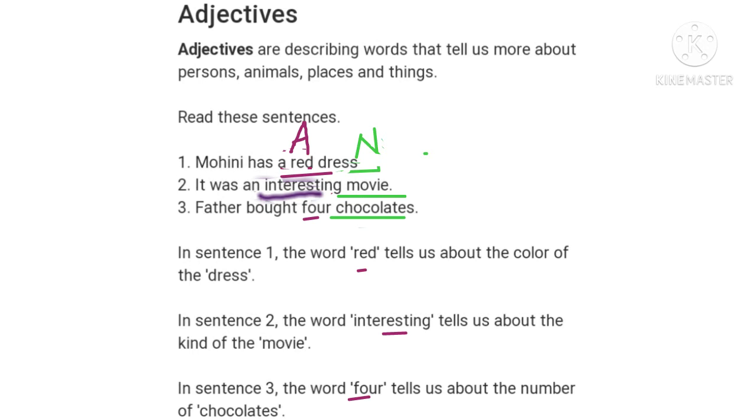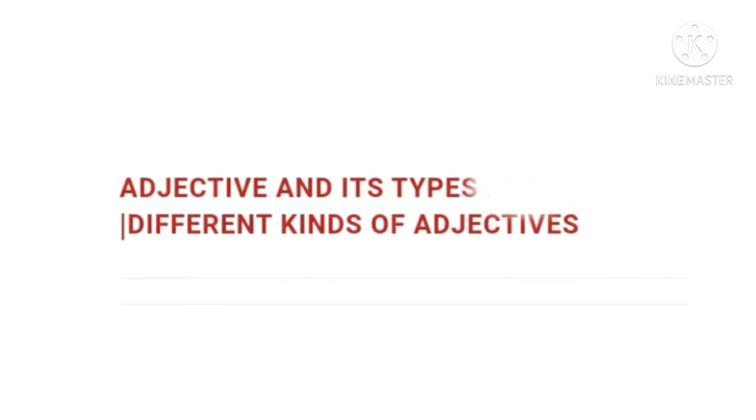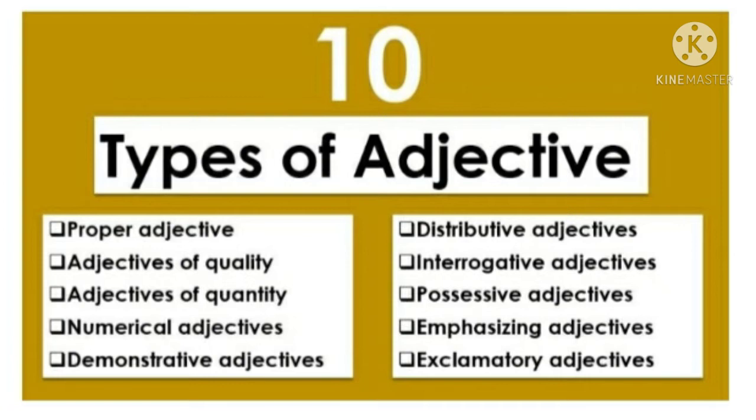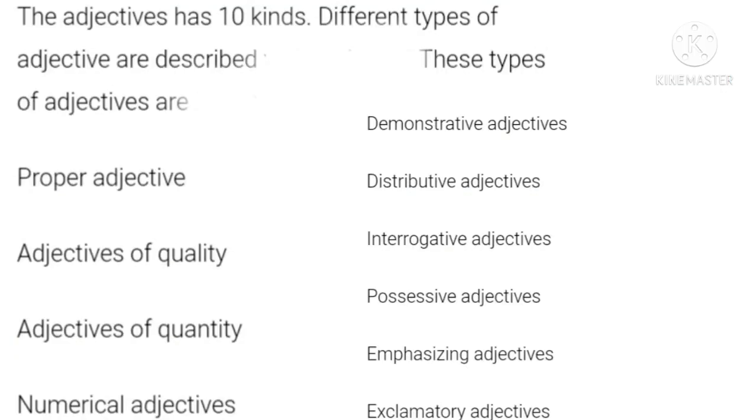Now let's discuss the types or kinds of adjectives. There are 10 types of adjectives. Those are first, proper adjectives, second, adjectives of quality, third, adjectives of quantity, fourth, numerical adjectives or adjectives of number, fifth, demonstrative adjectives, sixth, distributive adjectives, seventh, interrogative adjectives, eighth, possessive adjectives, ninth, emphasizing adjectives, and 10th, exclamatory adjectives. Let's learn about all this in detail.